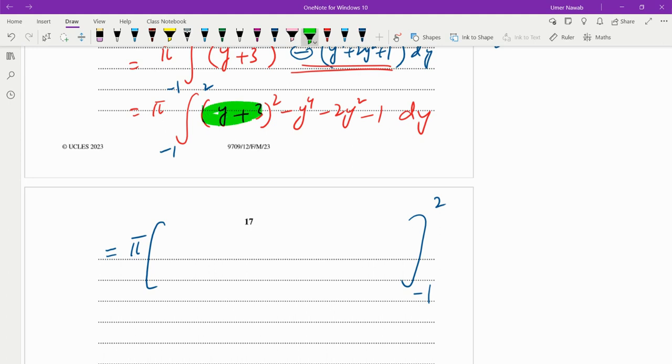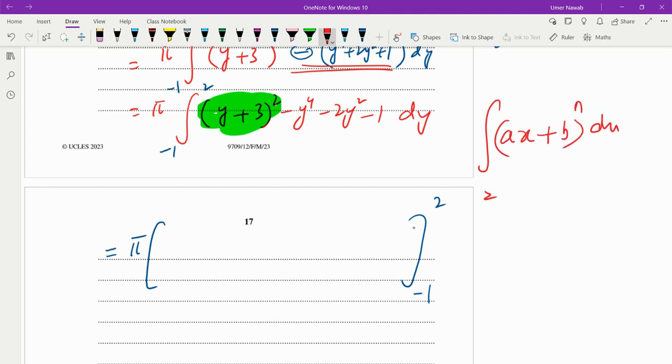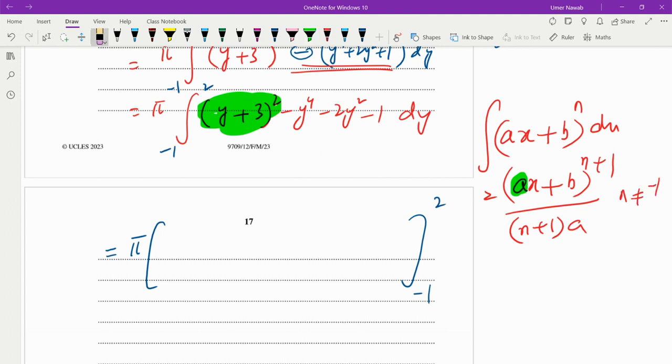I will use my formula which I have learned: if you have a linear factor ax plus b raised to a power, you can apply the power rule of integration, which is what? (ax plus b) to the power n plus 1 over n plus 1, and also you need to divide by the coefficient of x, which is a. n should not be equal to minus 1. That is an exceptional case. Forget about it. Okay. So apply the rule.